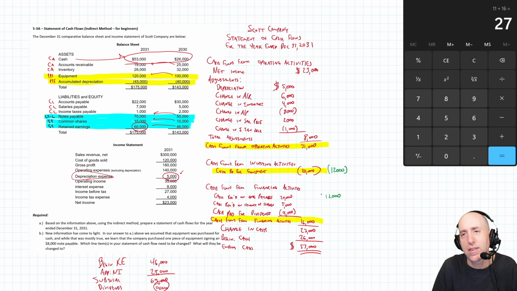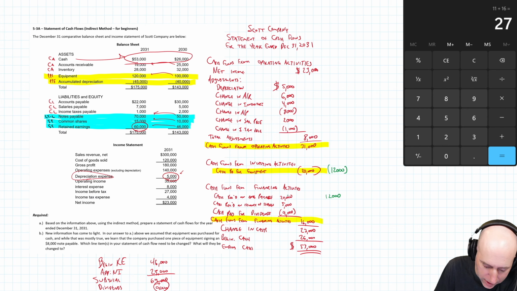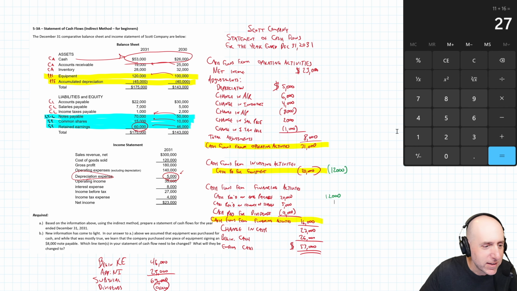Now, it's funny that these are exactly the same amount, 20 and 20, but the reality is the cash paid for equipment reduces by $8,000. The cash received on the note reduces by $8,000. I would not expect these numbers to be identical in most questions going forward.